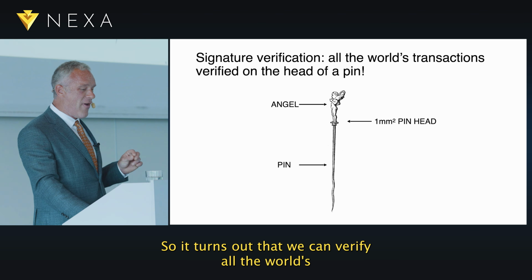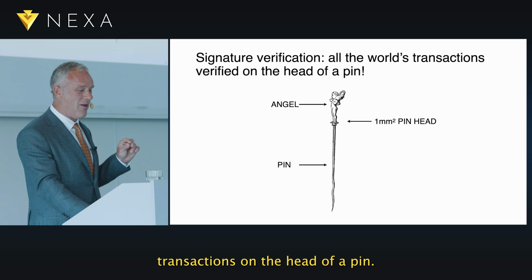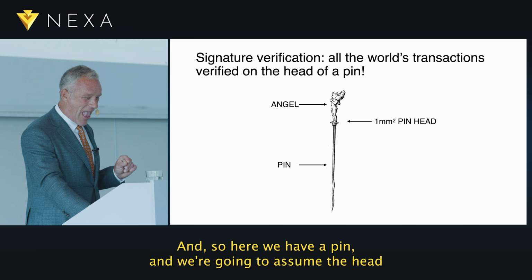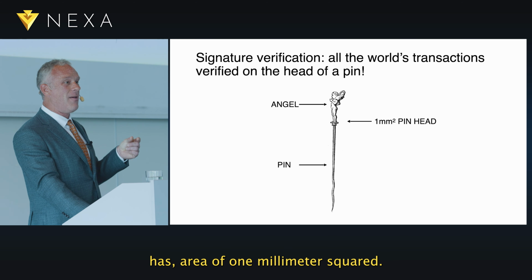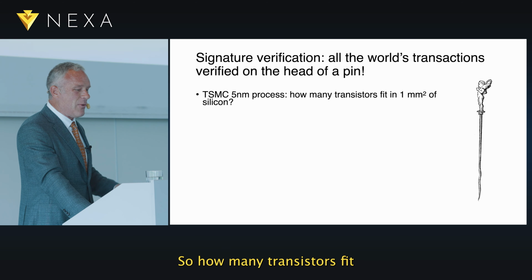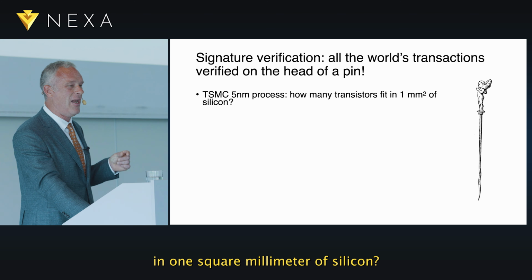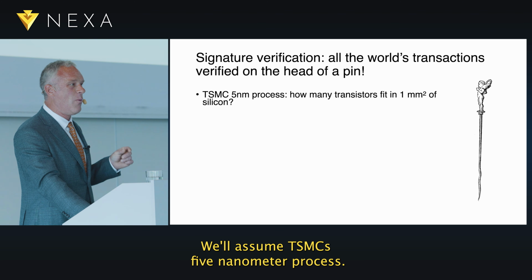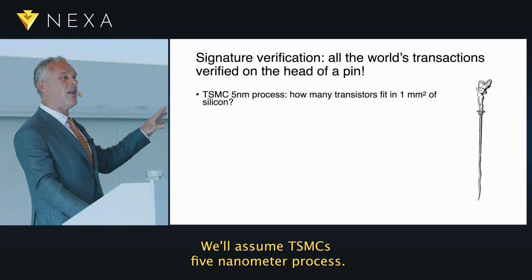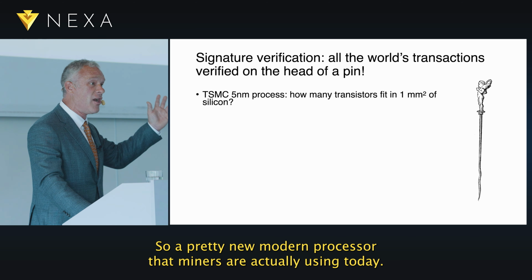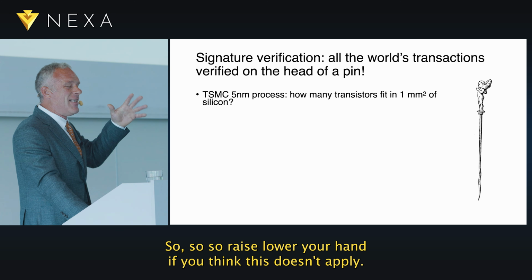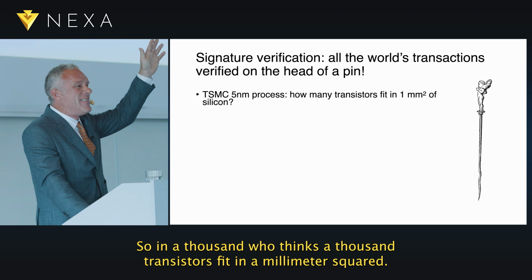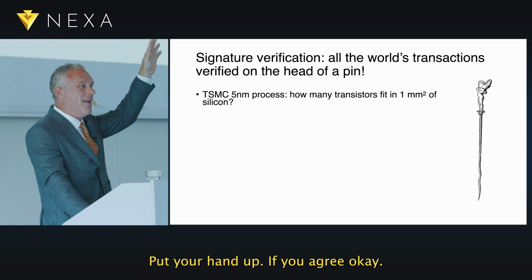So it turns out that we can verify all the world's transactions on the head of a pin. And so here we have a pin, and we're going to assume the head has an area of 1 millimeter squared. So how many transistors fit in 1 square millimeter of silicon? We'll assume TSMC's 5 nanometer process, so a pretty new modern process that miners are actually using today. So lower your hand if you think this doesn't apply. So like 1,000, who thinks 1,000 transistors fit in a millimeter squared? Put your hand up if you agree. Okay, yeah, it totally does.